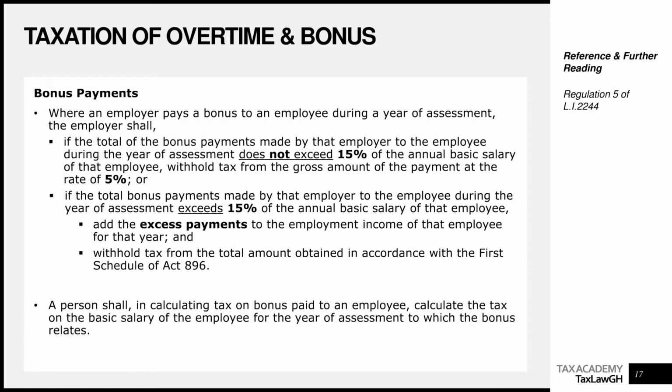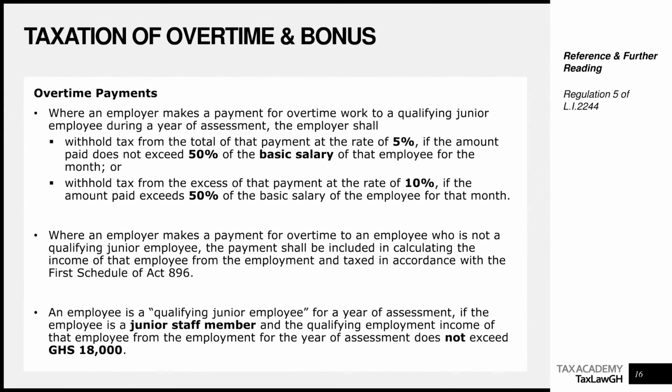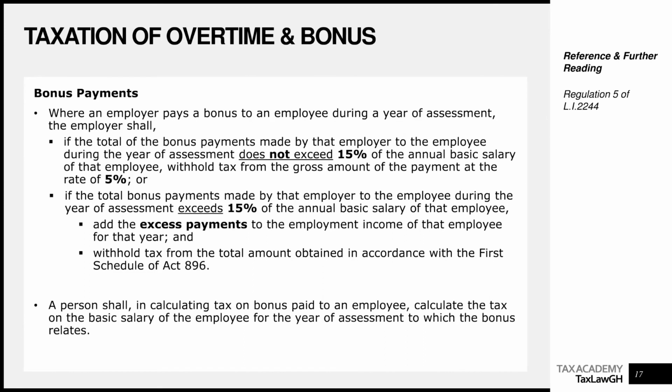So let me show you the overtime. You can see it's saying overtime, look at the first bullet point, does not exceed 50% of the basic salary of the employee for the month. Overtime is monthly, bonus is annual, right? So if the amount does not exceed 15% of the annual basic salary of the employee, then you withhold tax from the whole bonus amount at 5%.